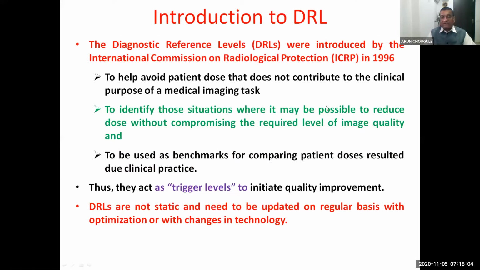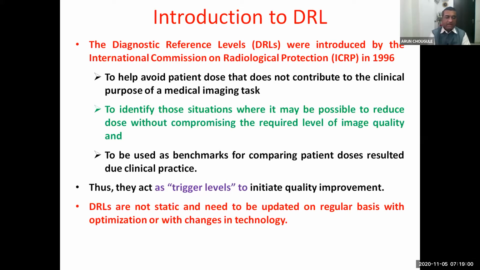So the diagnostic reference levels were introduced by the ICRP way back in 1996 to help avoid patient dose that does not contribute to the clinical purpose of a medical imaging task. We have to keep in mind that the image quality is the diagnostic image quality information you have got. The dose should be as low as possible, and to identify those situations where it may be possible to reduce dose without compromising the required level of image quality, because our ultimate aim of radiological imaging is to extract the information from the image and arrive at a diagnosis, and therefore that factor is also very important.